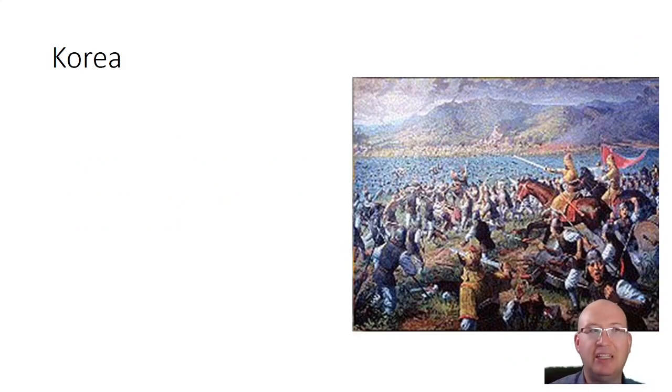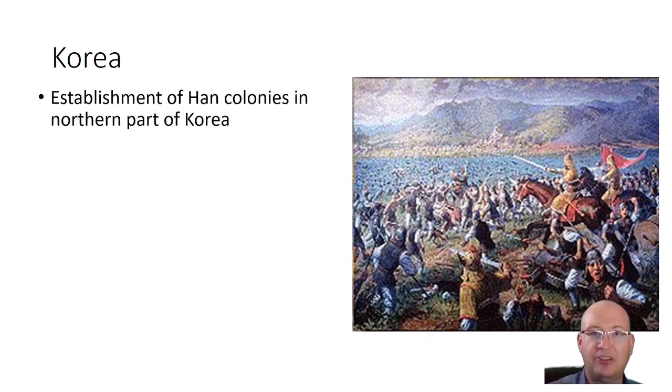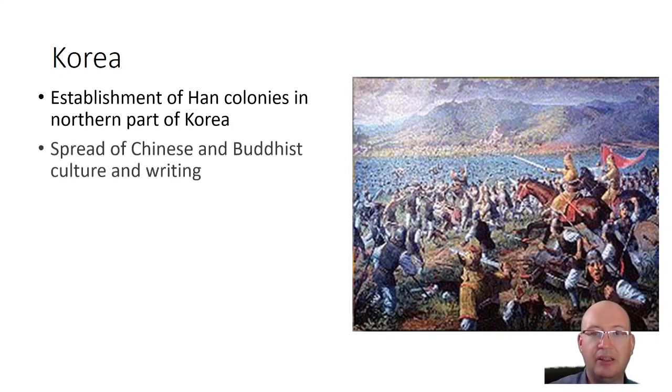So what's going to happen is during the Han Dynasty, the Chinese will actually establish colonies in the northern part of Korea, in what is today northern Korea or North Korea. And during that time period, people who will eventually become Koreans, they're kind of at a tribal level right now, are going to have interaction with these Chinese people and learn about things like Chinese and Buddhist culture and also about writing, right? They didn't have their own writing system, so they're going to borrow the Chinese writing system.